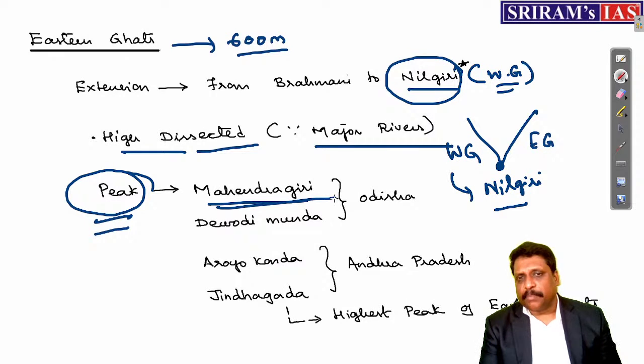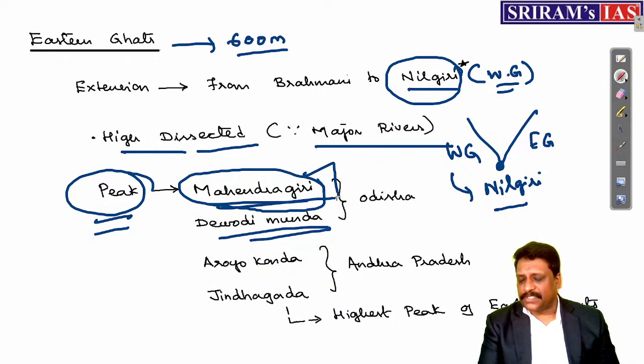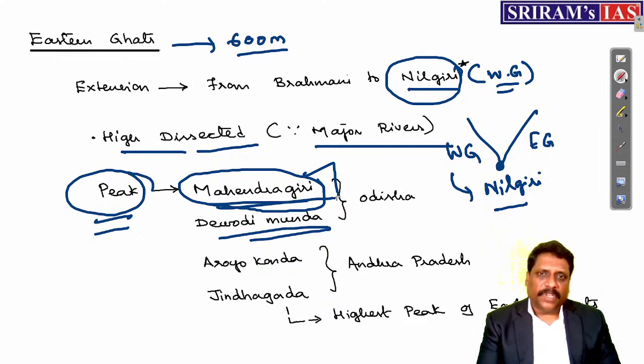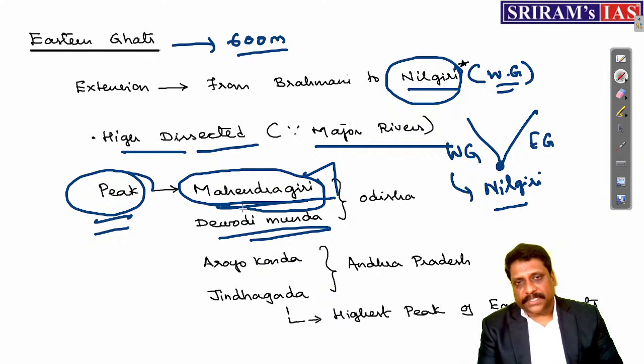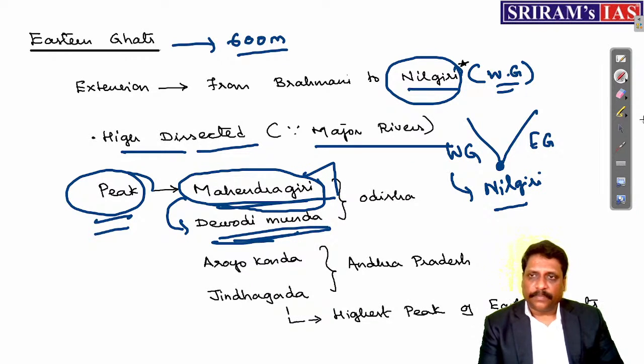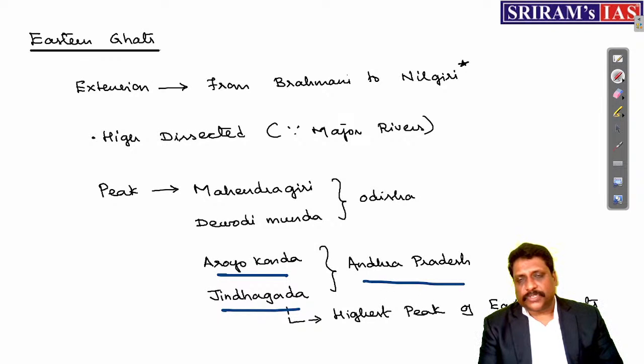Odisha, you may find peaks like Mahendragiri and Devodimunda. Once Mahendragiri was regarded as the highest peak of the Eastern Ghats, right? But today we have discovered so many peaks which are taller than Mahendragiri. For example, Devodimunda in Odisha itself, we regard this peak as taller than Mahendragiri. And we do have peaks like Arayakonda and Jindagada in Andhra Pradesh.